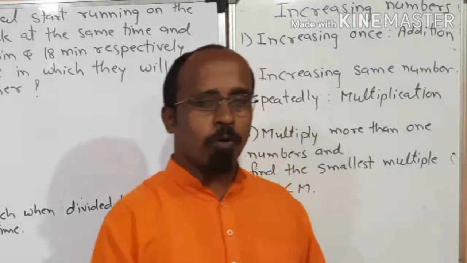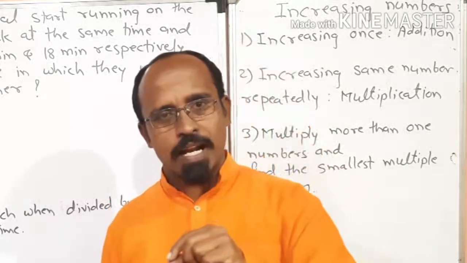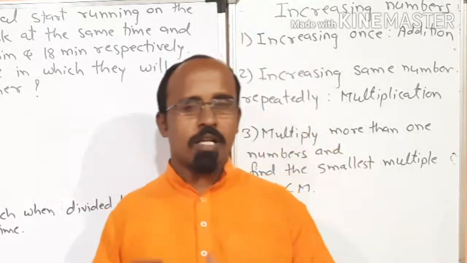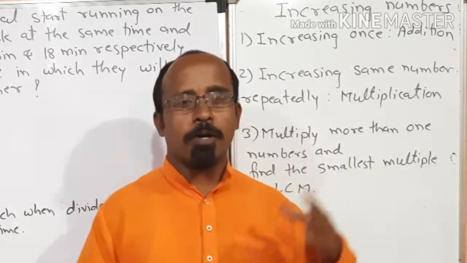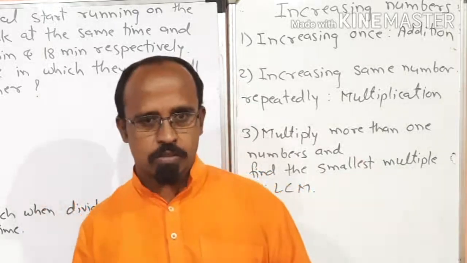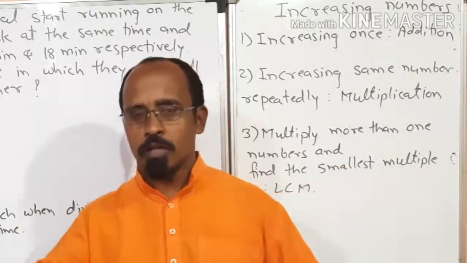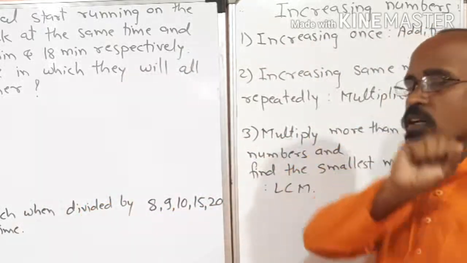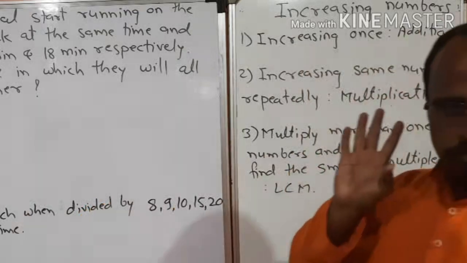Friends, as all of you know, if numbers are increasing, we are doing two operations, either addition or multiplication. If the number is increasing only once, we are doing addition. Suppose there are 5 chocolates, and your friend gave you 2 chocolates. So the number of chocolates is increased, 5 plus 2, and increased only once. So if numbers are increasing only once, we are doing addition, right?